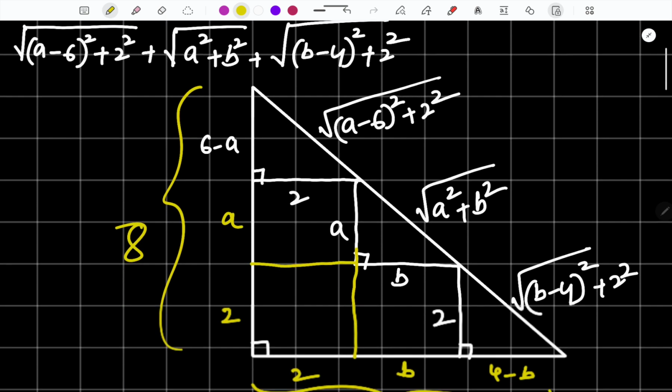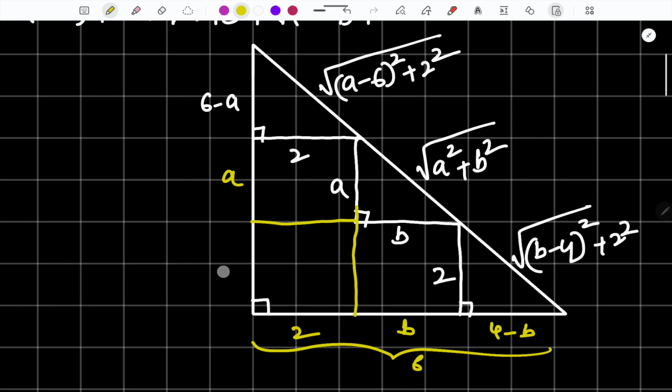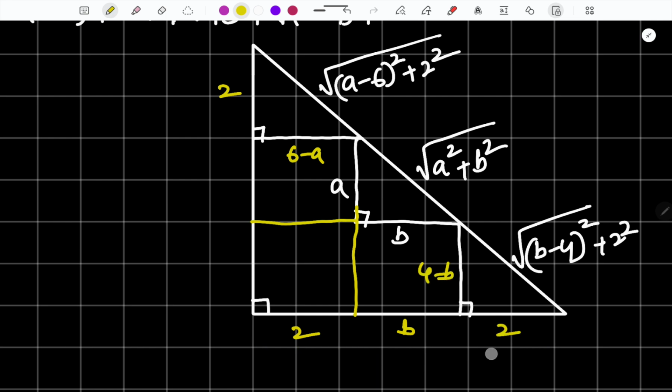Okay, so you may get a doubt: why should we take 6 minus a here and 2 here, when we can take 2 here and 6 minus a here, and why should we take 4 minus b here and 2 there, when we can take 2 here and 4 minus b here? If you take it like that, you will not get the minimum value. Those calculations you can check by taking different values of a between 0 and 6 and b values between 0 and 4. It will increase the value of the given expression. That's why I have taken it in that way to get the minimum value as 10.